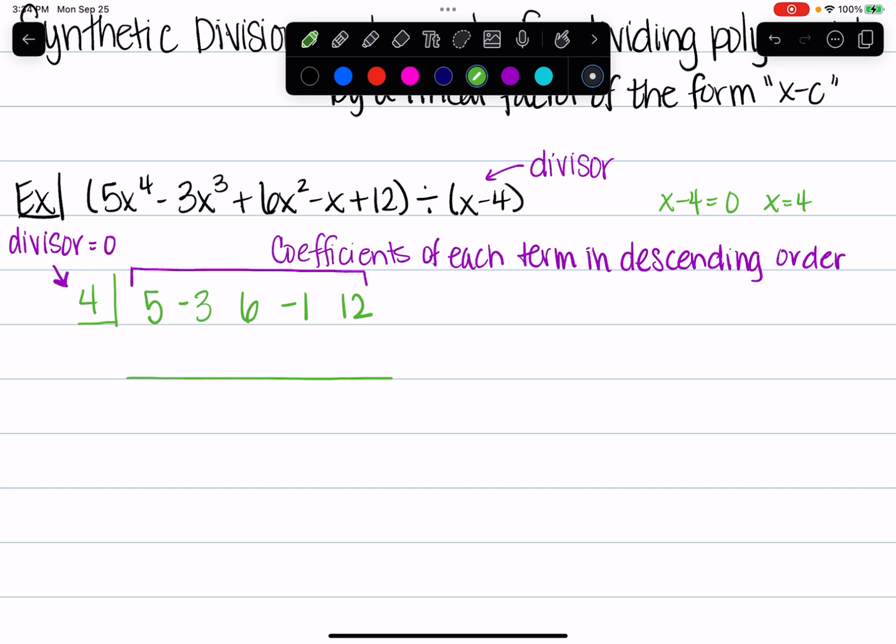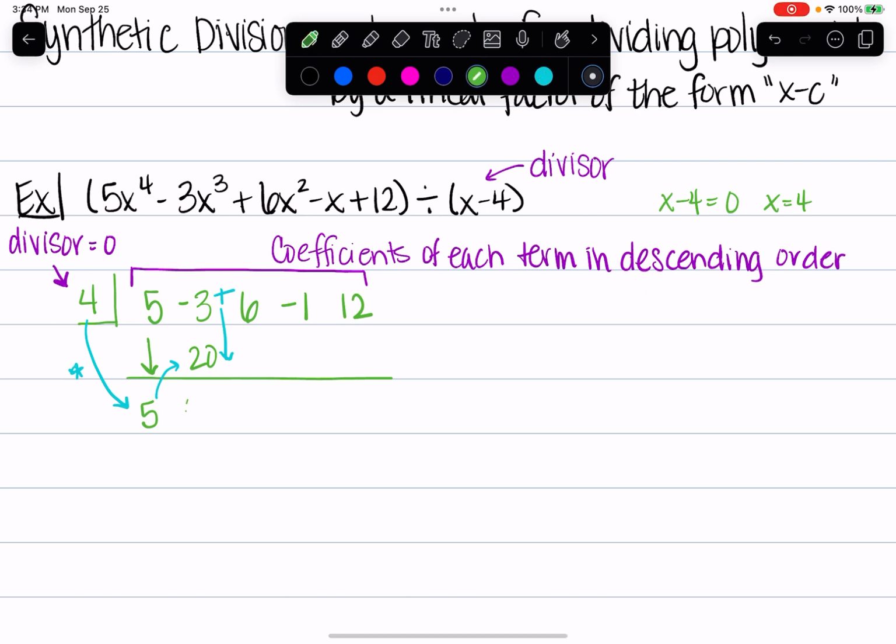And now we're going to actually do the process. So the first thing we're going to do is bring down that first term. That is the only one you don't do anything to but bring down. After that, you take what's on the shelf and you multiply it by 5, and then that answer goes under the next coefficient. So 4 times 5 is 20, and then you are going to add down, and you are going to repeat this process over and over again until you are out of numbers.